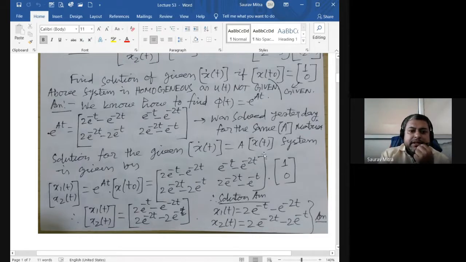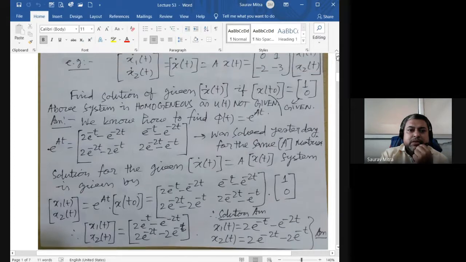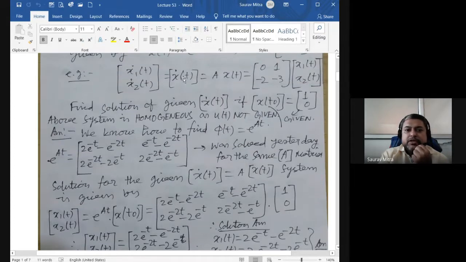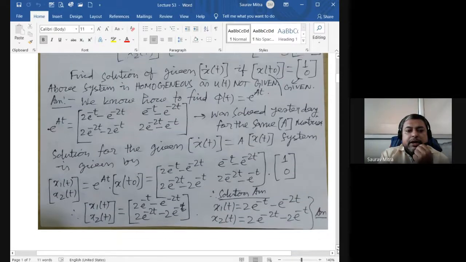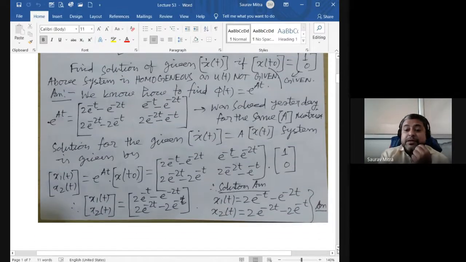So after you find e raised to At, what you do is find the solution x1(t) and x2(t). What is given? Given is x1 dot t and x2 dot t. So x1 dot t, x2 dot t may be called x dot t. And depending on the dimension of the A matrix, you can come to know what the dimension of x dot is going to be. So if the A matrix is given 2 by 2, that means this x dot t is a 2 cross 1 matrix, or it is x1 dot t and x2 dot t. That means you are actually defining 2 state variables. Now, how to find x1(t) and x2(t)? That is meant by solution. So x1 dot, x2 dot is given. From there, how to find the x1(t) and x2(t) equations?